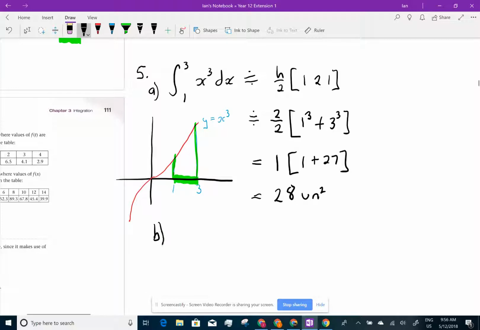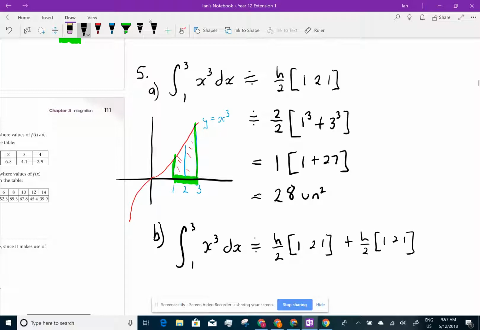Now, in 5b, it says, use 2 strips. So I have to add another one there, which is going to give me 2. And now I'm using 2 strips to find the area. So I have to do 2 applications of the rule. Well, that's okay. 3 and 1, x cubed dx, using 2 trapezoidal rules. Well, that's h on 2, 1, 2, 1. And I have to do another one, h on 2, 1, 2, 1.